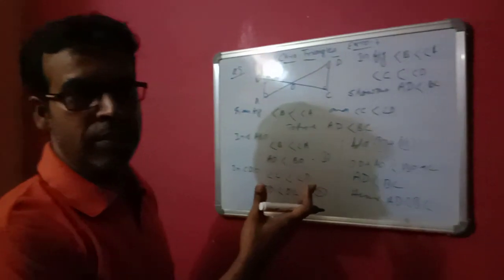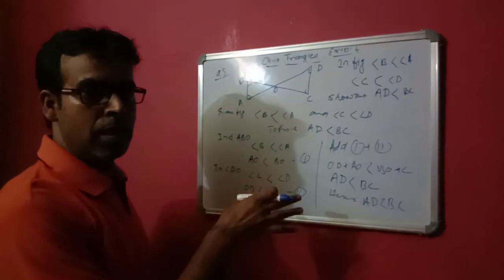So these are the sums from triangles. Whatever the possibilities are, I have solved.